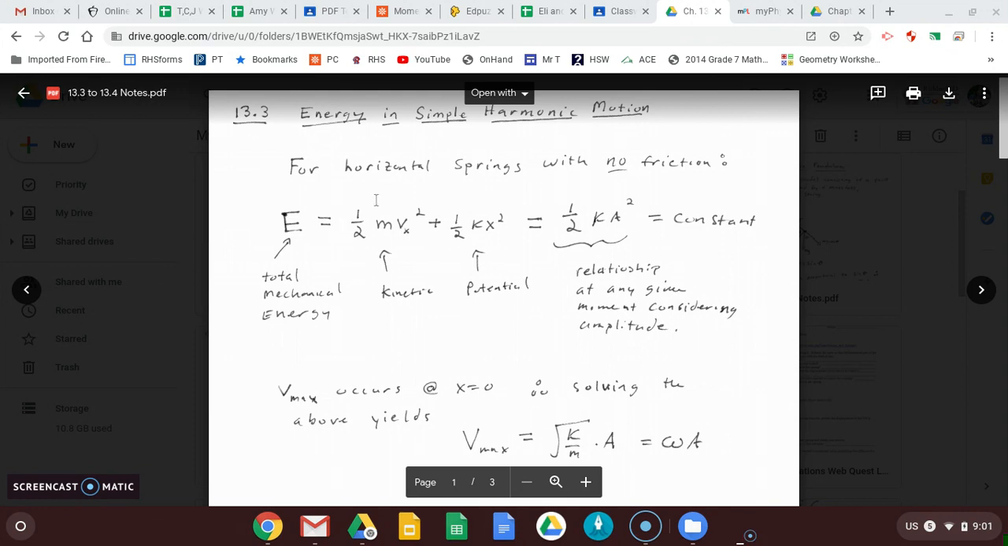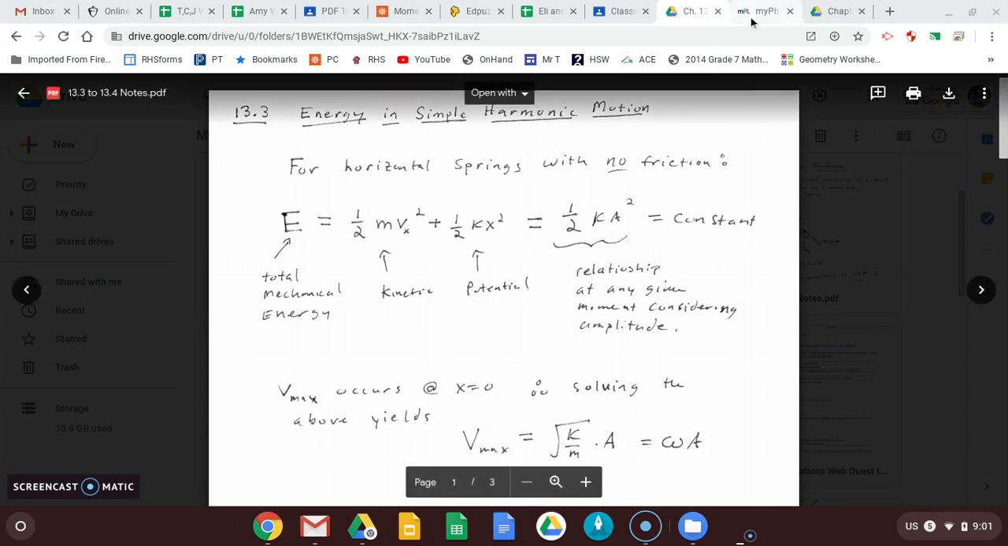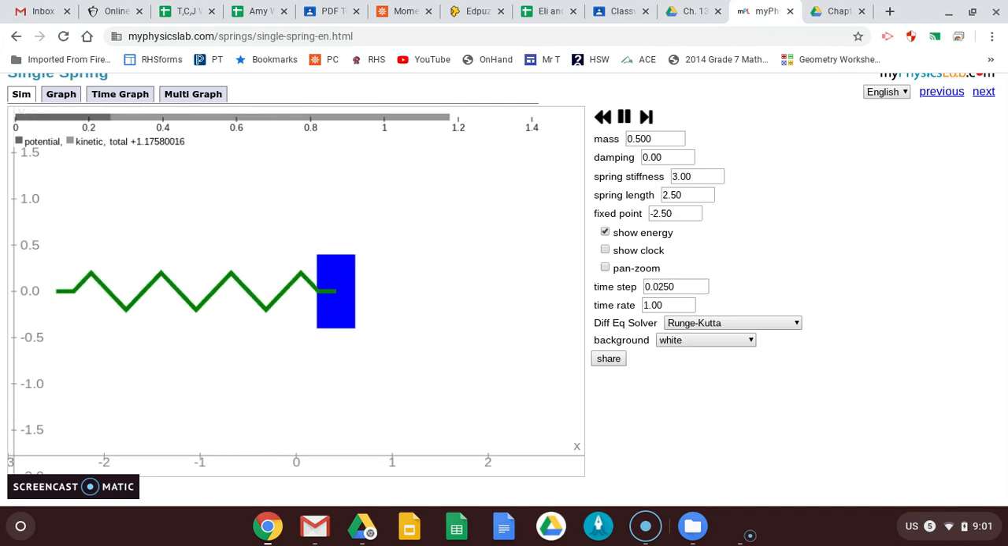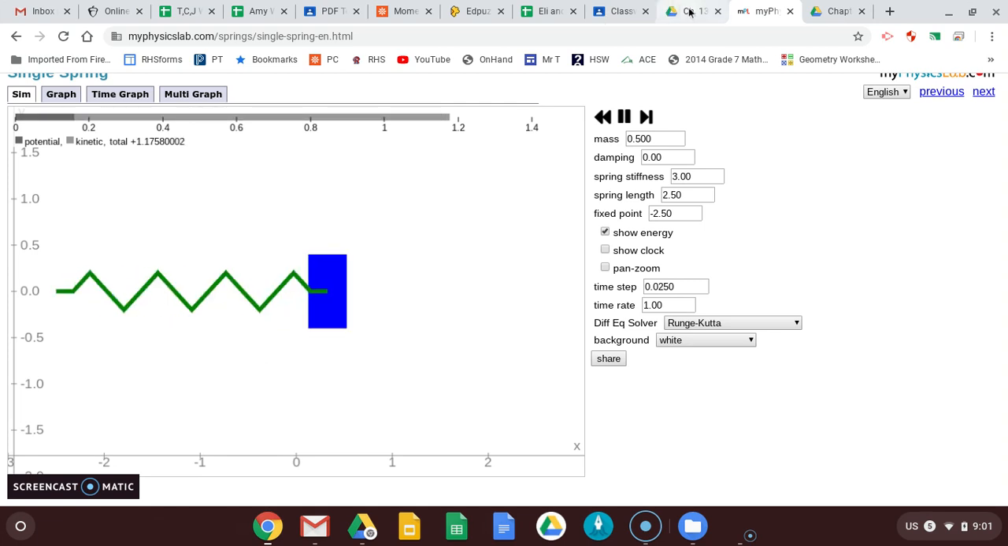All right, so we're going to apply this formula for horizontal springs with no friction. That would be something that would look like this, oscillating back and forth, free of any frictional forces. So imagine a system like this.